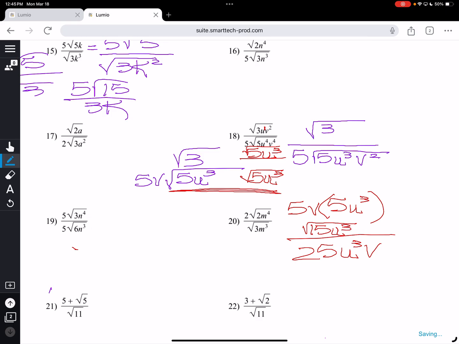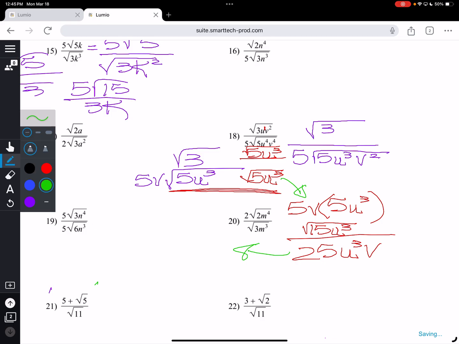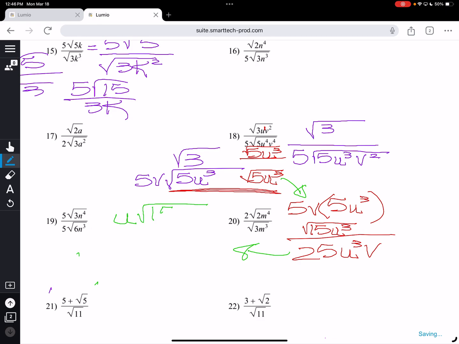Anything under that radical that we could break out? The u, because it's u squared times u. So how does it come out? The u squared comes out as u and the u stays. So I'm going to change color one more time, to green. We're going to have u radical 15u all over 25u to the third v.